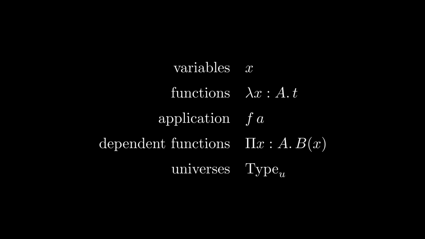The trusted kernel is deliberately small. It checks variables, lambdas, applications, pi types, universes, inductive types, and eliminators. That smallness is a feature. The smaller the kernel language is, the easier it is to trust.